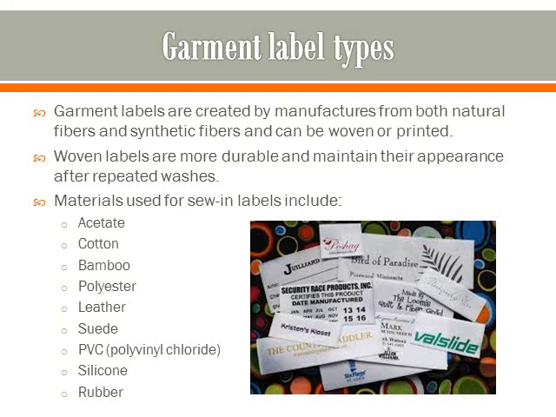There are a variety of garment label types. They are created by manufacturers out of natural fibers and synthetic fibers, and they can be woven or printed. Woven labels are more durable and they will maintain their appearance after repeated washes. Materials that are used for sew-in labels include acetate, cotton, bamboo, polyester, leather, suede, PVC, polyvinyl chloride, silicone, and rubber.